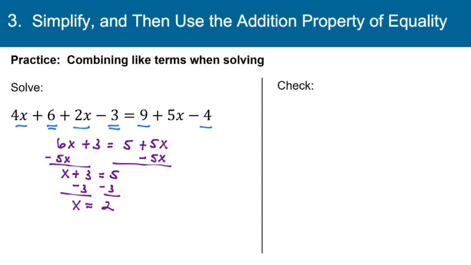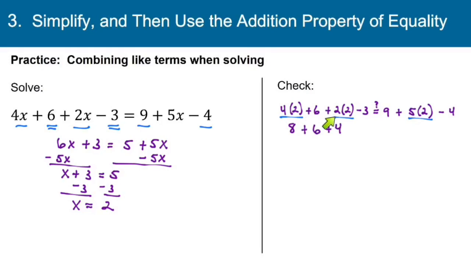We'll put 2 in place of the variable, so we'll have 4 times 2 plus 6 plus 2 times 2 minus 3 equals 9 plus 5 times 2 minus 4. Now let's go through and do all the multiplication. 4 times 2 would be 8 plus 6. 2 times 2 would be 4, so we have plus 4 and then minus 3.